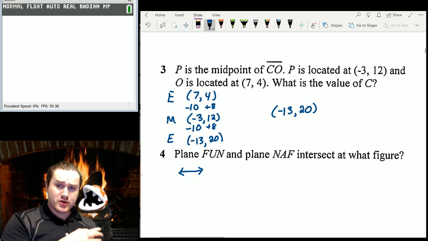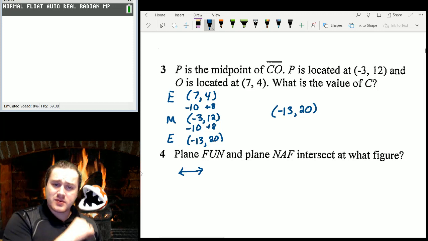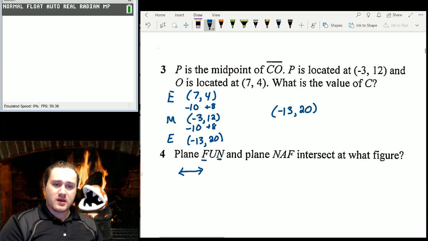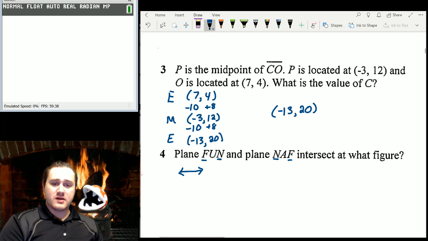Now, in order to name a line, you have to have two letters that you know are on that line. So we need to figure out two letters that we know are on both of these planes. If I look at it, I have F and N, and then I have N and F. Both of those are evident in both planes. So I know that we have line FN as a possibility. Again, don't get confused. Do not say it would be ray FN. Do not say it would be segment FN. You want to make sure whenever you're doing this, it's the line with the arrows on it.